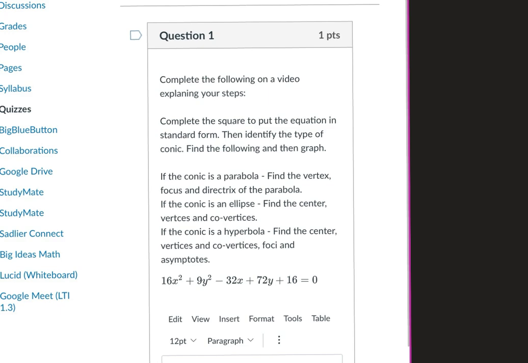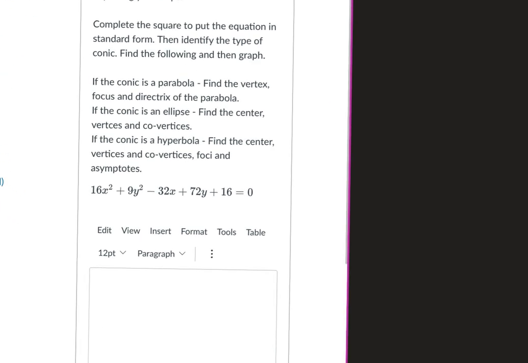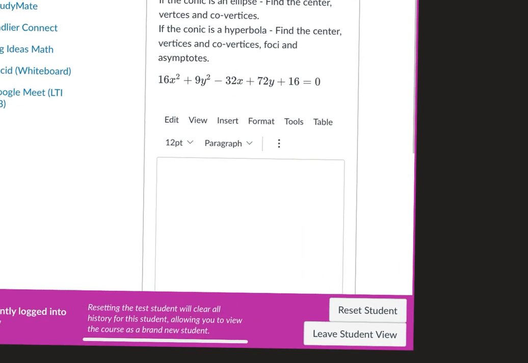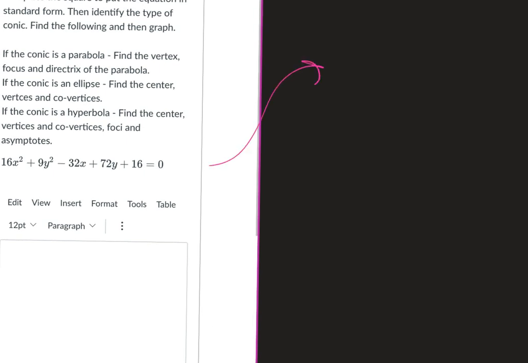You're going to complete the squares. And then it says if the conic is a parabola, if the conic is an ellipse, if the conic is a hyperbola, okay? Which means it didn't do circles. So you're going to take this and you're going to put it in to complete the square.